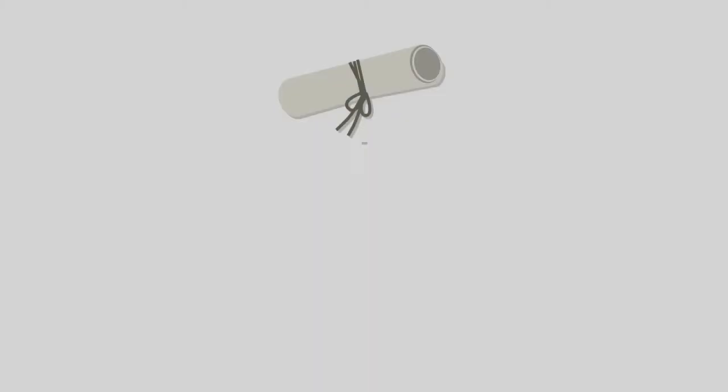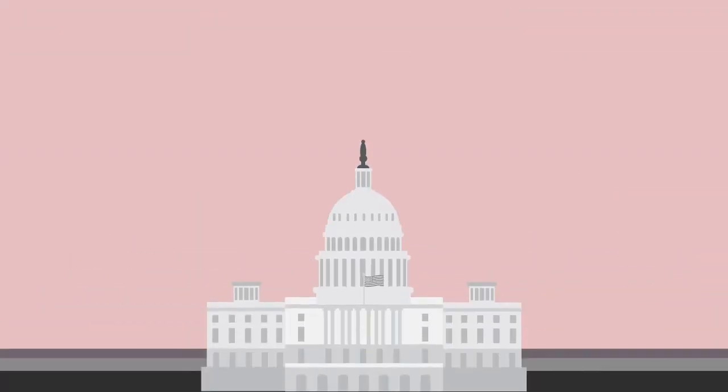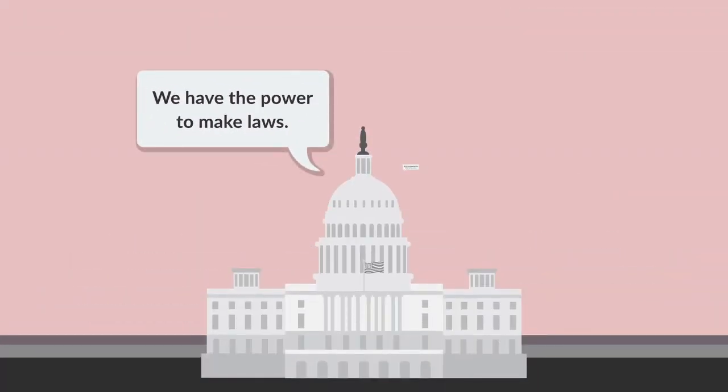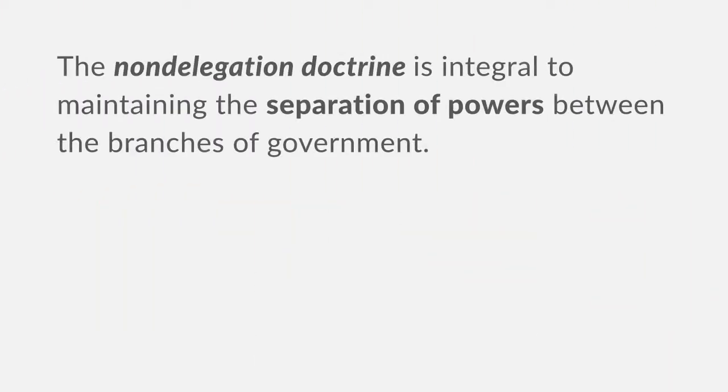The Constitution assigns certain powers and duties to each of the three branches of government. Only Congress has the power to make laws, and Congress isn't allowed to give its lawmaking powers away to the president, the courts, or anyone else. This principle, called the nondelegation doctrine, is essential to maintaining the separation of powers between the three branches of government.